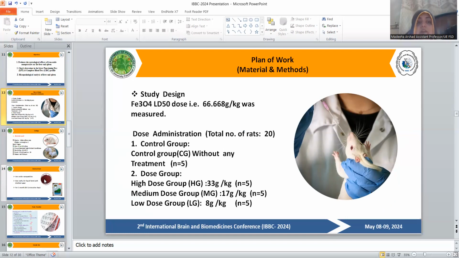Plan of work. The study design was based on the LD50 value, which was calculated as 66.668 grams per kg. There were a total of 4 groups. The first one is the control group, which was not given any kind of treatment, while the dose groups include the high dose group, which is 33 grams per kg, the medium dose group, 17 grams per kg, and the low dose group, 8 grams per kg.